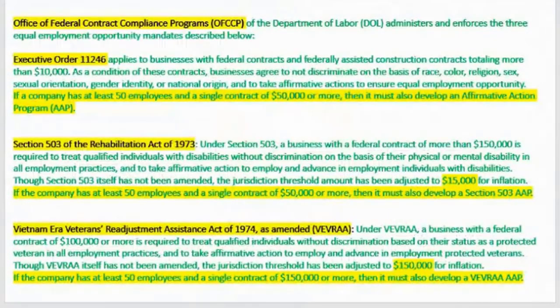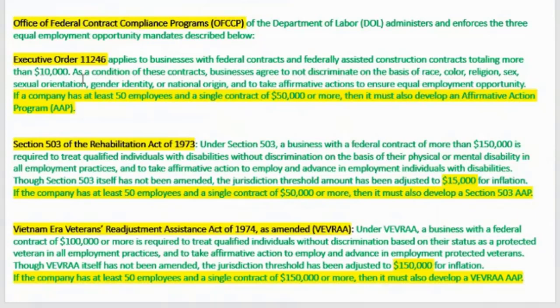Now, the Office of Federal Contract Compliance Programs is called the OFCCP. It's a branch of the Department of Labor, and it administers and enforces 3 equal employment opportunity mandates. The first is Executive Order 11246, and like I said, executive orders are orders from the president that have legal backing. It is a law, even though it's not made by the legislative arm, the House of Congress or the House of Representatives, but it does have the same force of law.